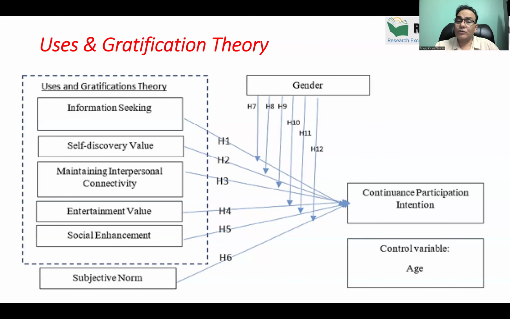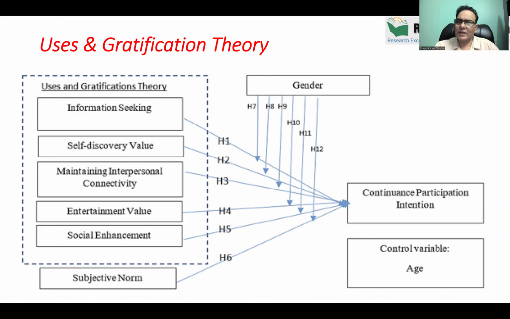Some people are watching the news because you want information. So the information, self discovery, maintain interpersonal connectivity, entertainment value, social enhancement, so these are the different purposes for using the media. And these factors affect the participation intention, and if you feel satisfied you will continue to use it. So that theory which explains the usage of media is called uses and gratification theory.